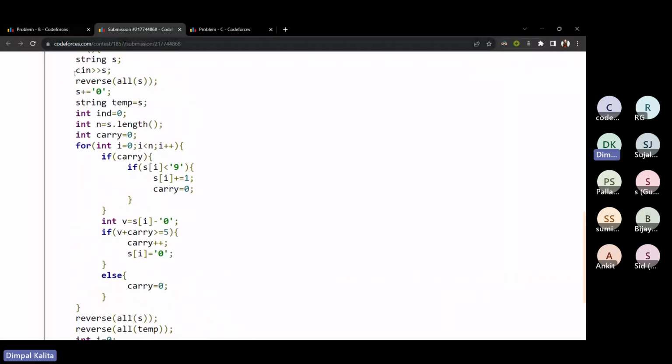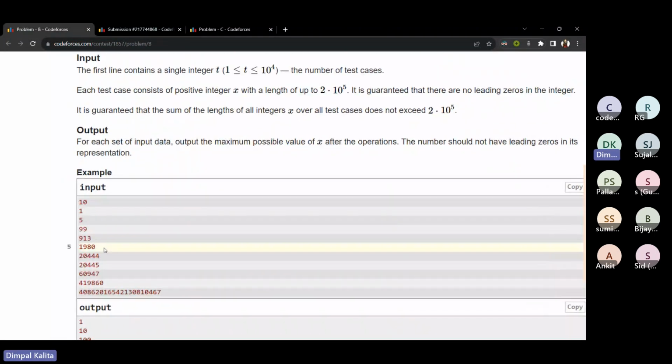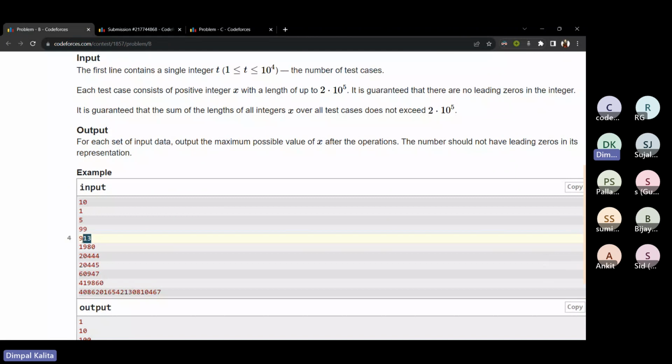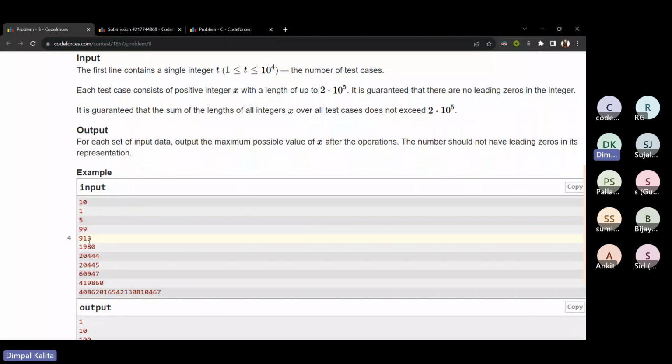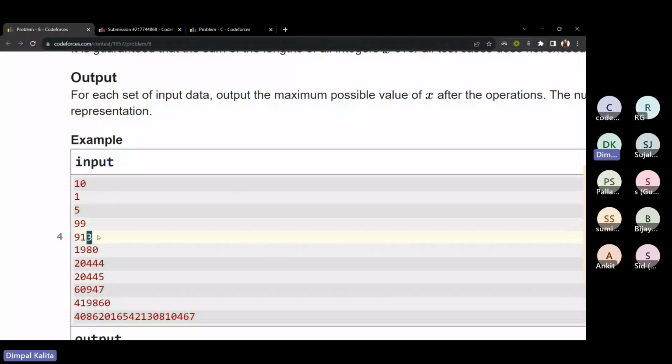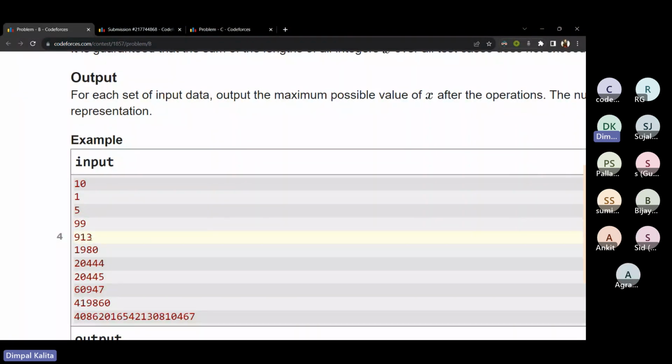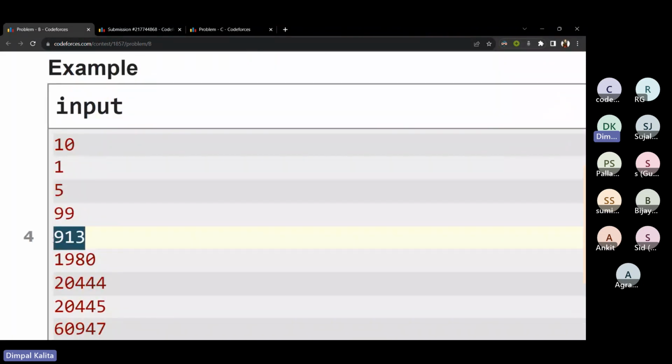What happened? I reversed the string. Why? Because rounding up happens from the right side, and it will be easier for me to access things from the right side only. Like I can access 319, I can do it from 319. If I did it from 913, it would become tougher. So I thought it would be easier to iterate from the right side.